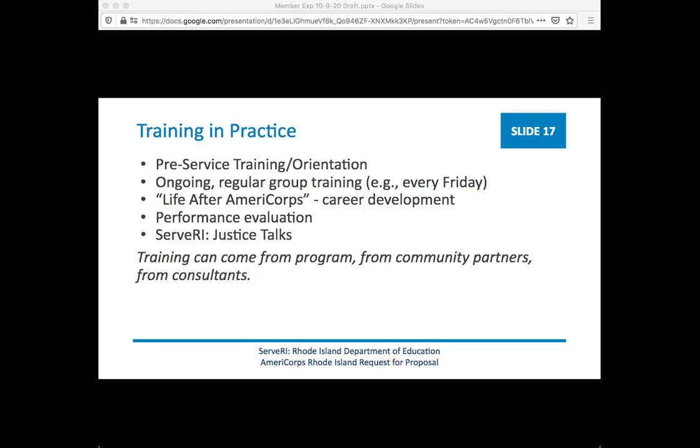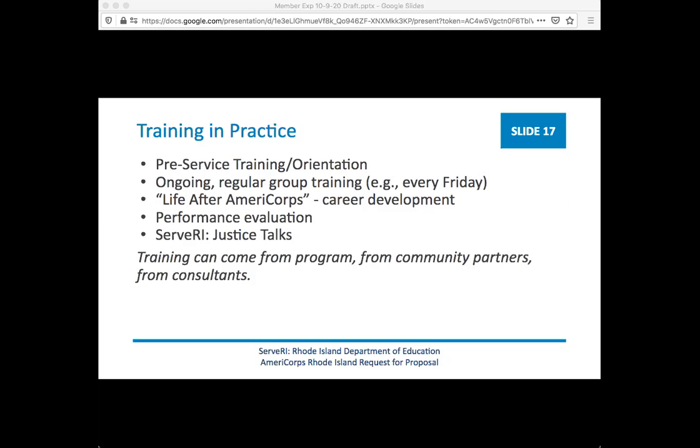Certainly another component of training is life after AmeriCorps, or career development. That can be woven in throughout the year. Sometimes that's very direct, like having someone do a resume training session. Other times it's more on life skills about managing your time, or thinking about career goals. So there are lots of ways that can be done, lots of examples and resources from other programs that you can pull from to do that.